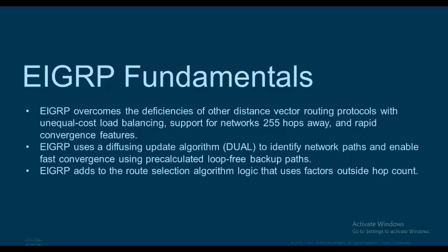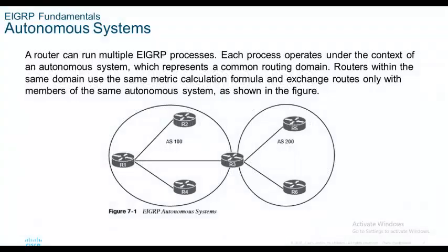Now EIGRP works in a group. It's not like the RIP protocol. RIP never forms a group. EIGRP forms a group. EIGRP will form neighbors only with the group members. For example, here, router 1, router 2, router 3 and 4 belong to one common group called autonomous system 100. Likewise, 5, 6, and 3 is a common group called 200.